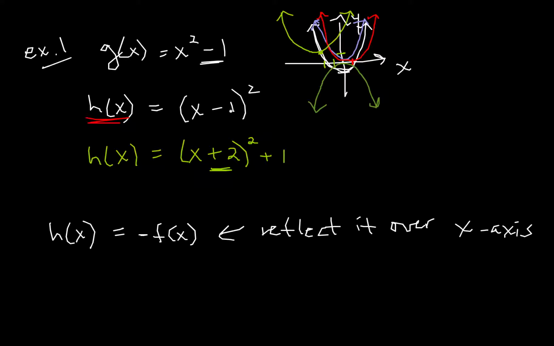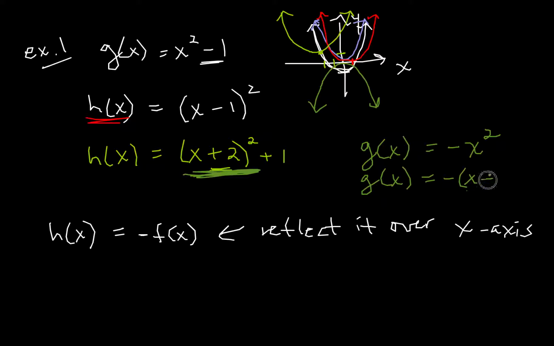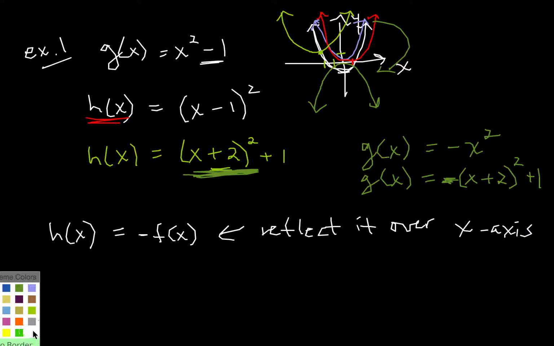So if I wanted to reflect that darker green one, that's going to look like this: g of x equals negative x squared. Or if I wanted to flip this guy right here, it would look like this: g of x equals negative (x plus 2) squared plus 1. So anytime I'm going to reflect it over the x-axis this way, the negative is going to live outside of the parentheses.